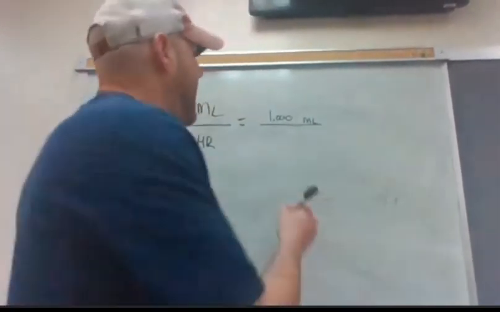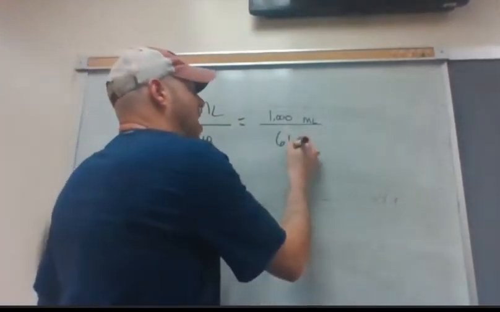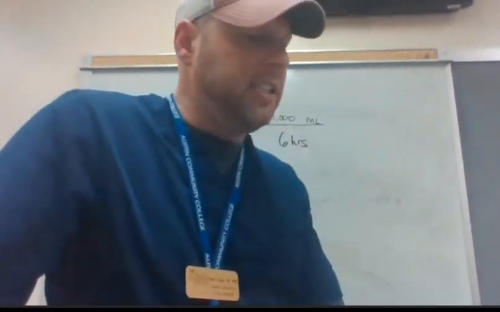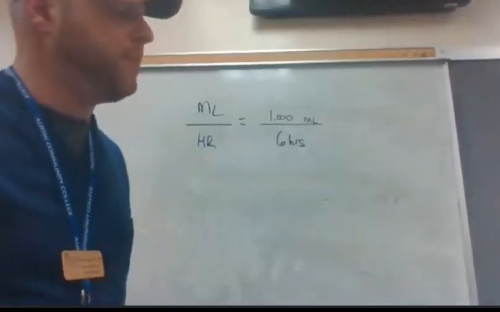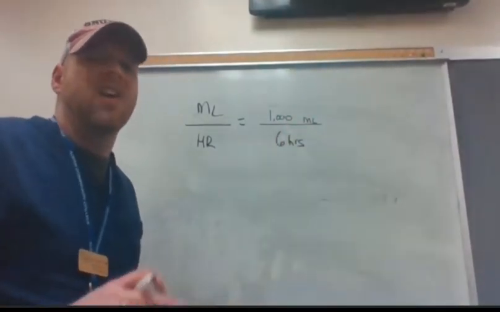over to be infused over 6 hours. Where does time go in my formula? Always on the bottom, correct? The administration set delivers 10 drops per minute. Where do I put 10 drops per minute?